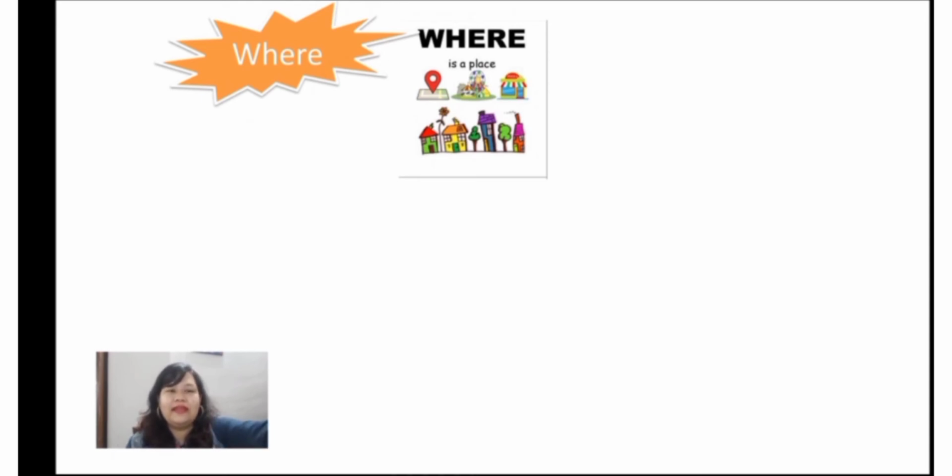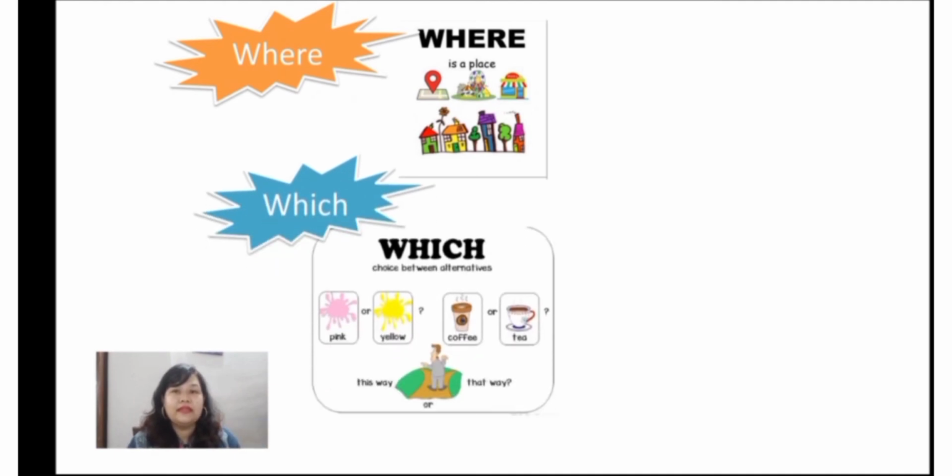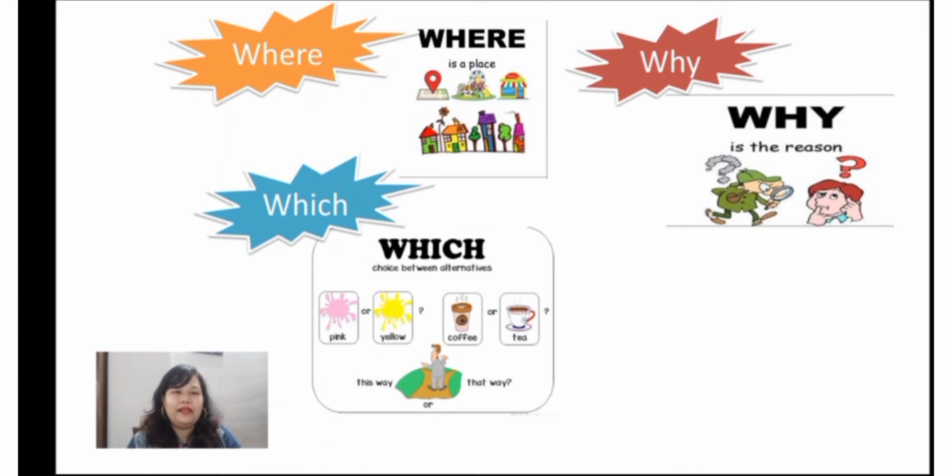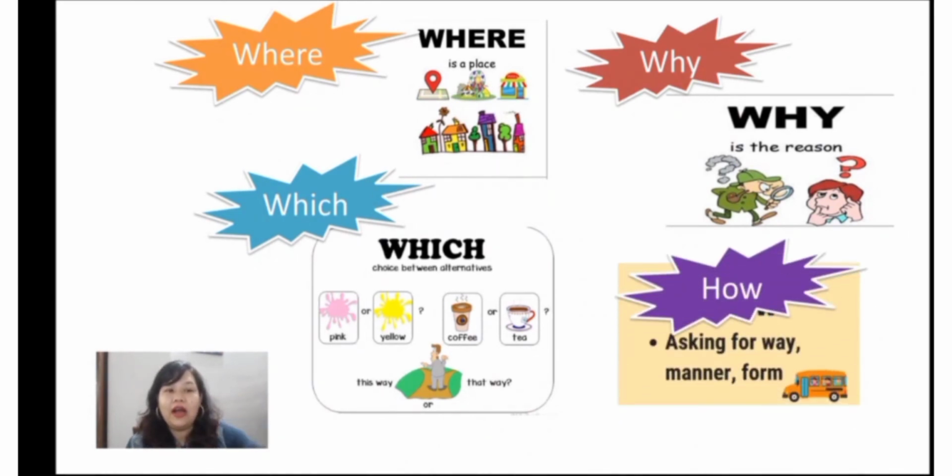Okay? Next is WH word which. It is used to ask about choices. That means choice between alternatives. Next we have why. Well, a lot of the times when we need to know about any reason of something which has happened, then we use WH word why. Okay? Last one is how. We use how to ask about the way or manner or form of doing something.